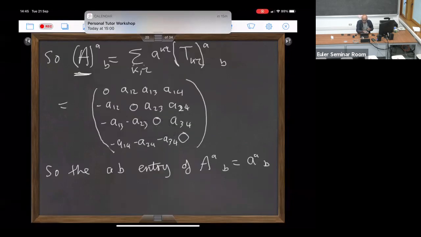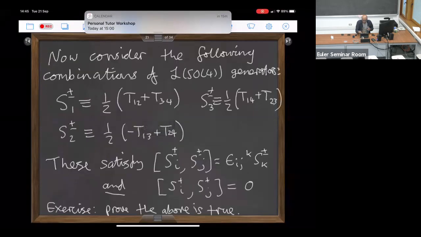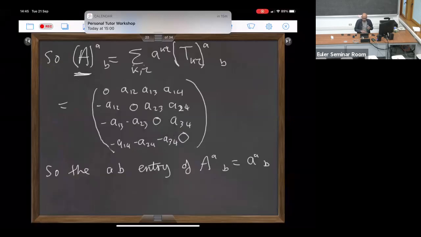All right. So what we're going to do next, but we're going to take a little break first, is we're going to look at different combinations of the generators, and we're going to show that we get 2 copies of SU2. So similar to what we did before, but for this compact group, the SON.